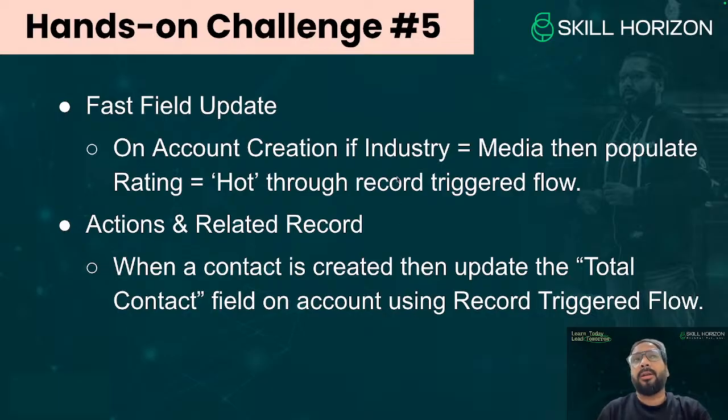So how do we identify whether to go with fast field update or with actions and related record? The answer is very simple. In case of fast field update, you just need to see whether all the operations you are doing are on the same record through which the record triggered flow was initiated. And if more than 2 objects are involved, then we'll go with actions and related record. This way you can easily identify which type of flow you need to create.